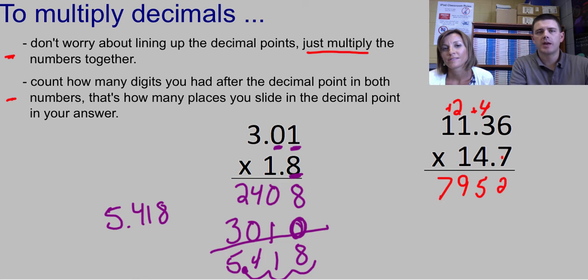Now I'm going to do my next row. Just because I know it's going to get messy, I'm going to erase my carry marks there. Now I'm going to multiply by my 4. 4 times 6 is, oh, forgot my placeholder. 4 times 6 is 24. 4 times 3 is 12, plus 2 is 14. 4 times 1 is 4, plus 1 is 5. 4 times 1 is 4.